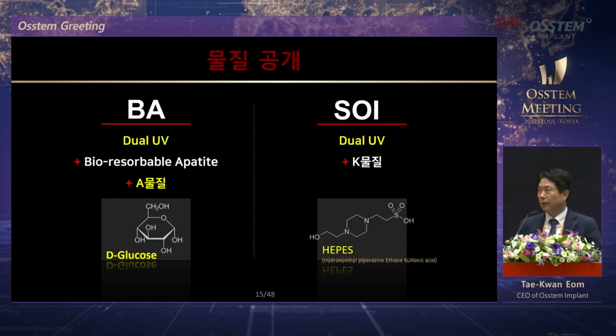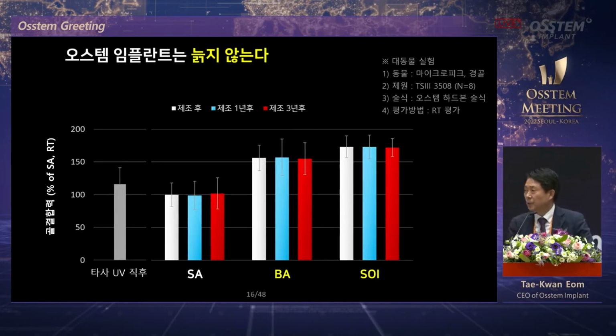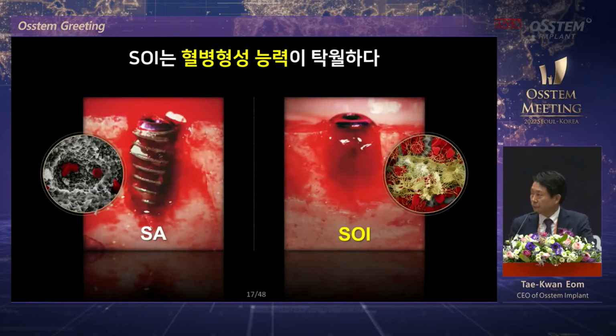Bioresorbable apatite has the material effect and a material has the UV effect. So basically, UV treatment is done on the left, SAPA and soy. White means after manufacturing. Blue is 1 year after manufacturing. Red, 3 years after manufacturing. And they do not have fluctuations in terms of the effect.